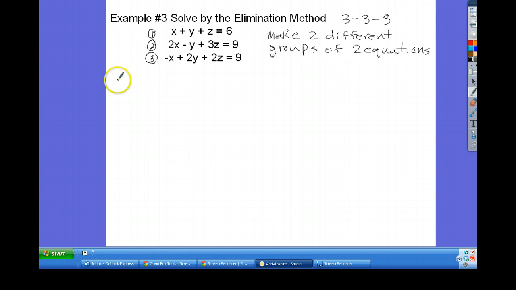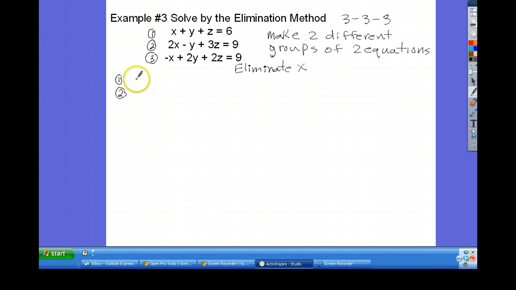So I'm going to take equation 1 and pair it with equation 2, and I'm declaring that I am going to eliminate x in both pairs. Now that's important. You cannot change what you eliminate. You have to eliminate the same variable in both pairs.